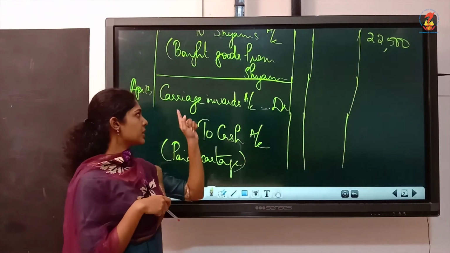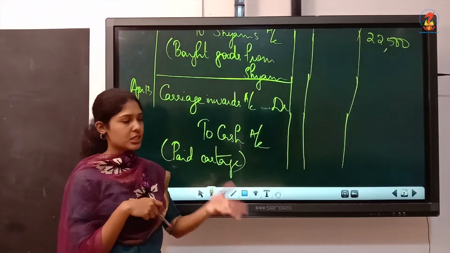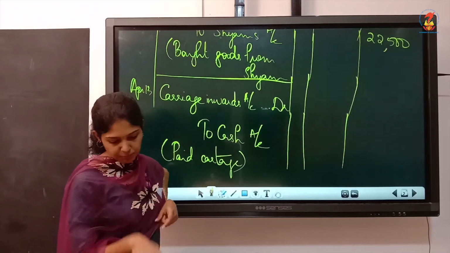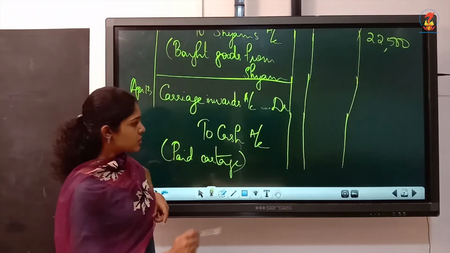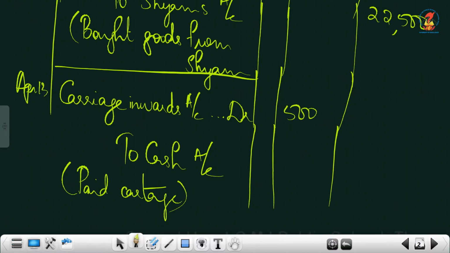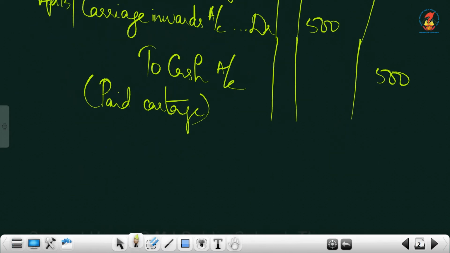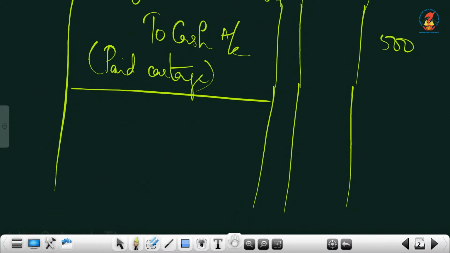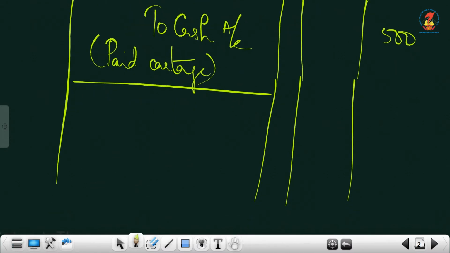Usually we will be using the term carriage. Both are correct. You can write cartage inwards or carriage inwards. Both are the same. So here the amount is 500. Narration, you can simply write paid cartage. That's enough. Narration needs to be small. If you want, you can write the entire transaction itself, but no need to waste your time.